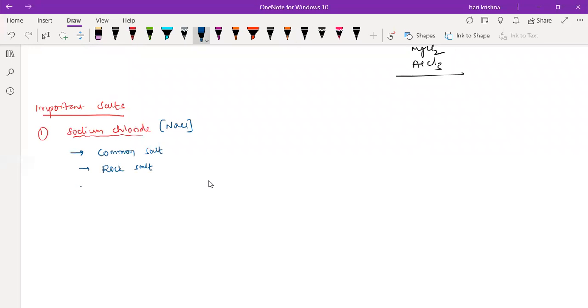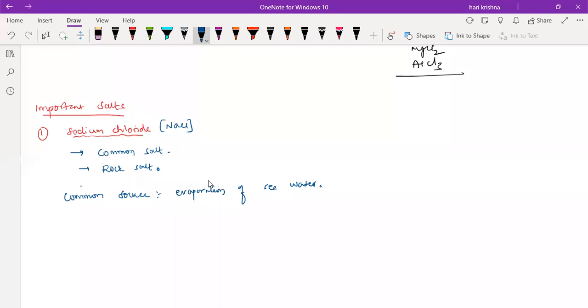Generally, we get the common salt from the evaporation of seawater, right? What is the most common source? Seawater, evaporation of seawater. When you get NaCl from the evaporation of seawater, it is generally pure in nature and you'll get pure white color salt.